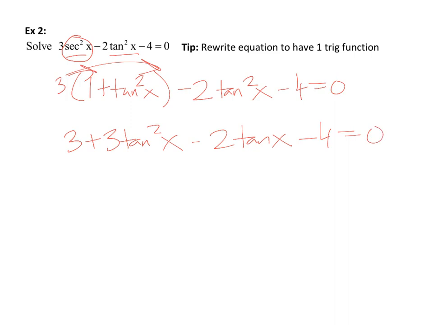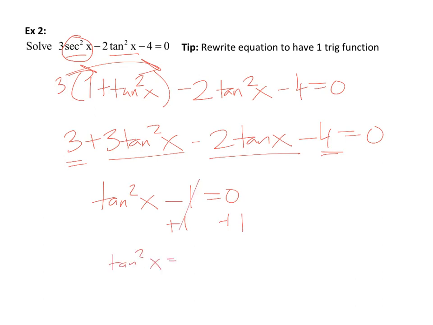Okay, and then combine like terms here. So I have tangent squared x minus 1 is equal to 0. All right, so here I'll add 1. I have tangent squared of x is equal to 1. Then I take the square root. Don't forget the positive and the negative. And I have tangent of x is equal to positive negative 1 over 1.